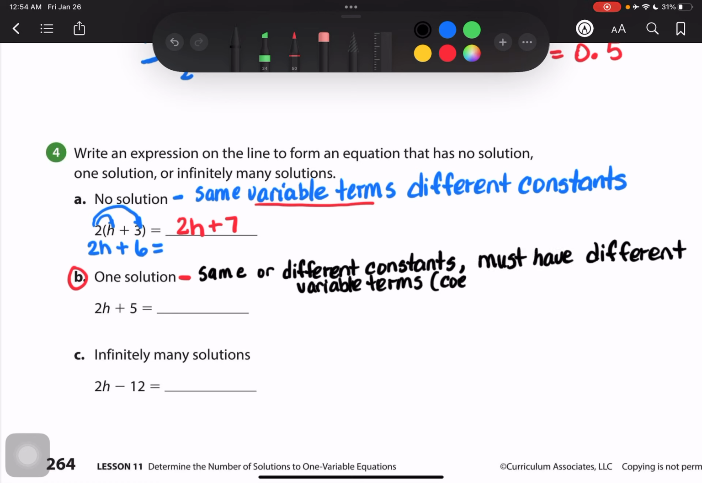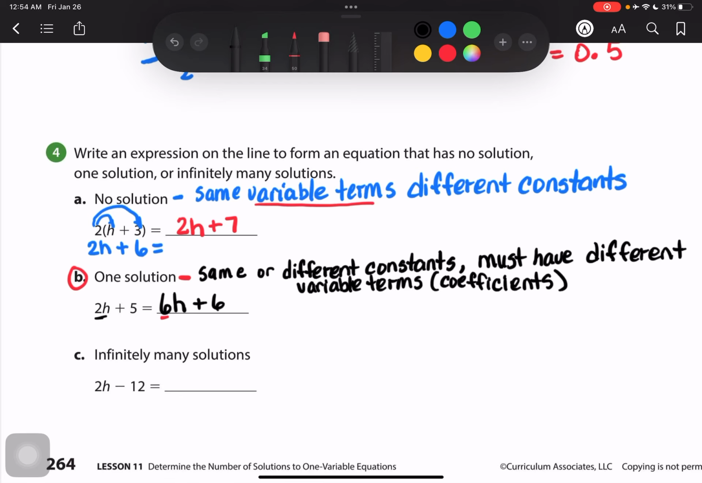All right? So, you can have the same or different constant. So, you can put any number that does not have the same coefficient as 2 on the other side. So, I'm going to just put 6h. Those are different coefficients. One is a 2, one is a 6. And no matter what your constant term is, in this case, I'm just going to put 6. You can put 5, you can put 10, you can put 0. It doesn't even matter, as long as your variable terms or coefficients are different.